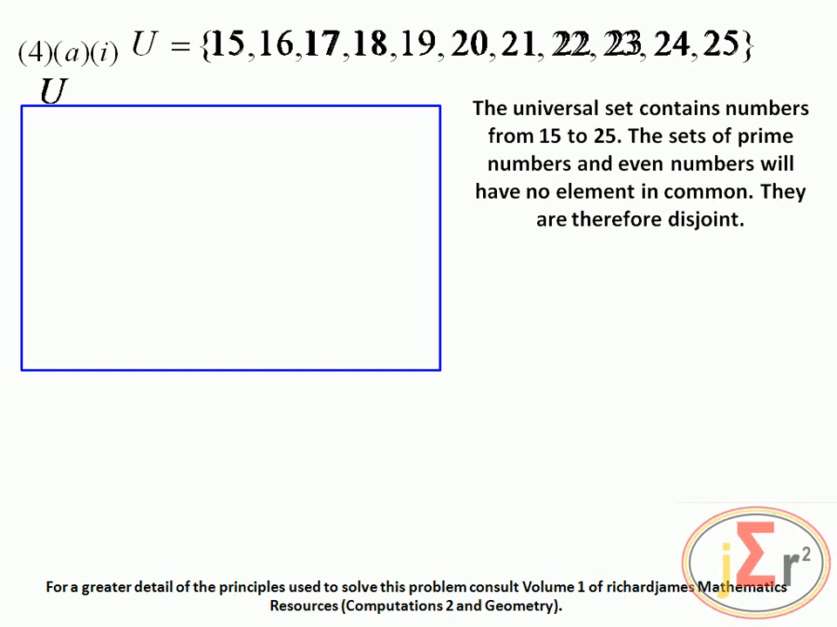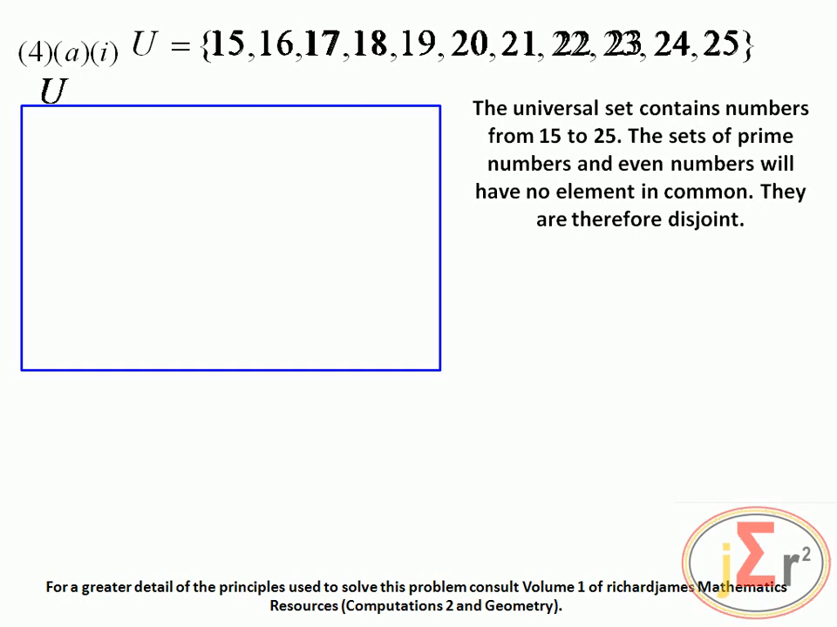The only even number that is a prime number is 2. The universal set begins at 15. Therefore, we will not have any prime number that is even in that set.